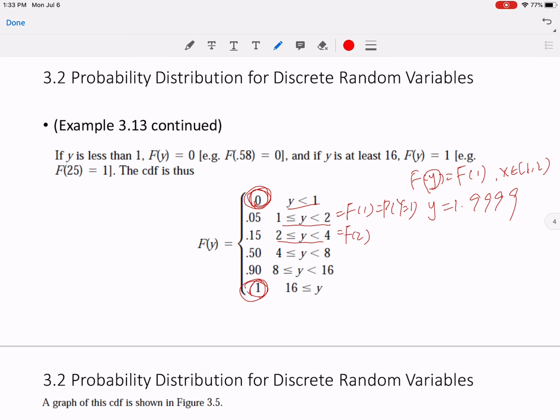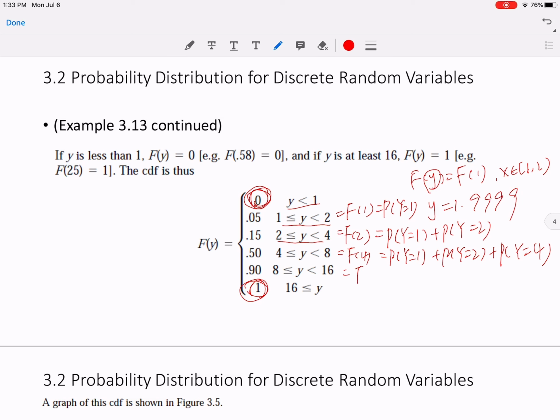I apologize for that. So this would be equal to the probability of y equal to 1 plus the probability of y equal to 2. And this is equal to f of 4, which is the probability of y equal to 1 plus the probability of y equal to 2 plus the probability of y equal to 4.